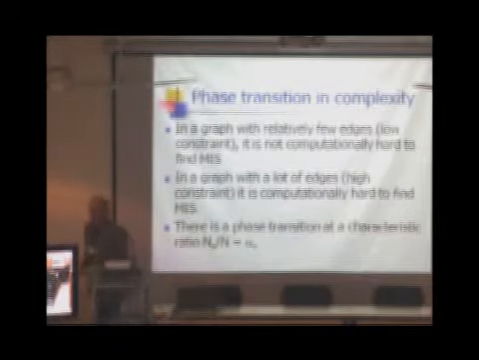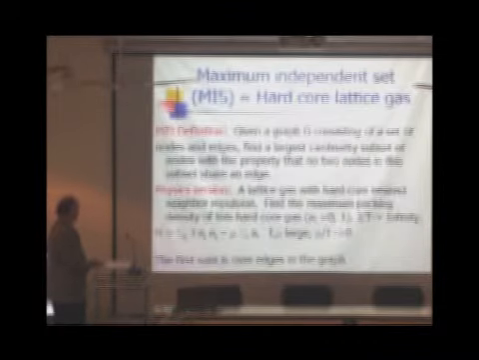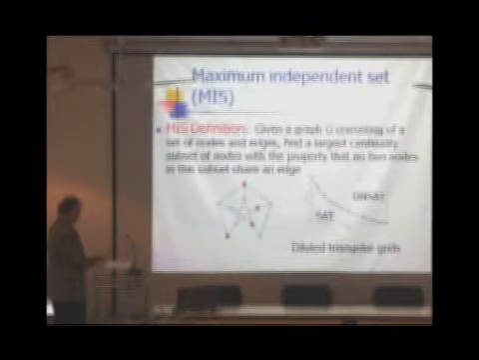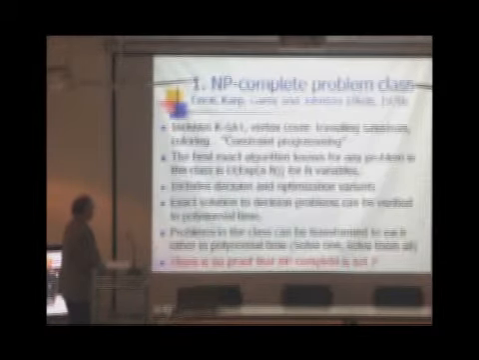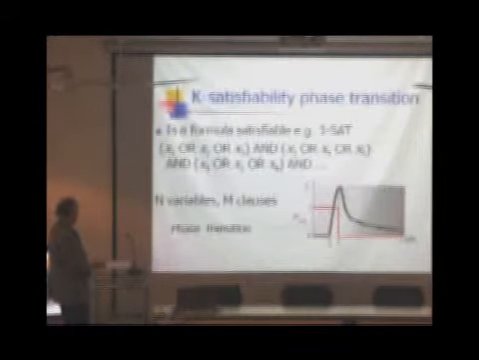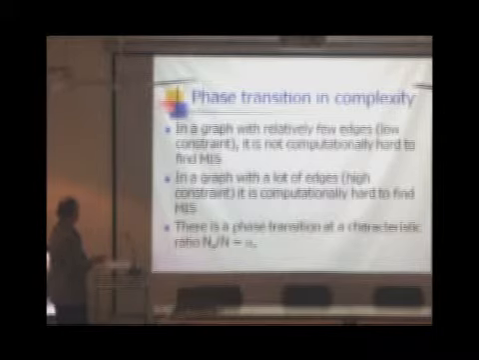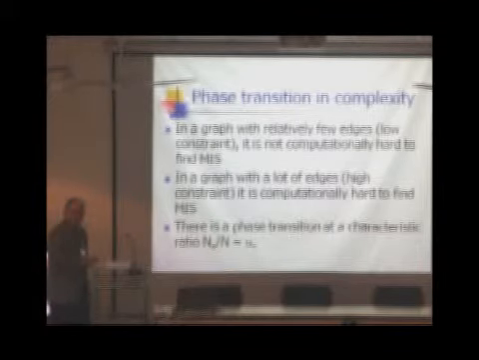The other aspect of these NP-complete problems is that they exhibit a phase transition, and qualitatively, I stated that here already, there's a phase transition between the SAT and unsat phases, and this has been studied in great detail and has caused a lot of excitement and helped understand combinatorial problems more. So, in general, for a graph with relatively few edges, low constraint, it's not computationally hard to find the maximum independent set.